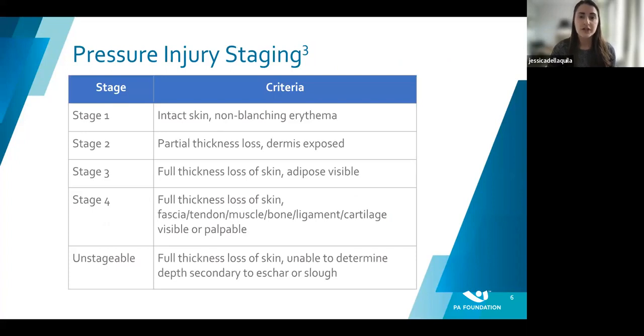So here we have our pressure injury staging. This is something that is always available and up to date, and I refer to it pretty frequently. And this is kind of how we stage our wounds. So stage one is the skin is still intact and there's no surrounding erythema. Stage two is when we start to see some partial thickness loss. Stage three, we're getting to the point now where we're seeing underneath dermis structure, so adipose tissue. Stage four, we have full thickness loss, and you can start to see some fascia or tendon in that area. And then unstageable is usually when we get to the point of an eschar or sloughing of the skin.